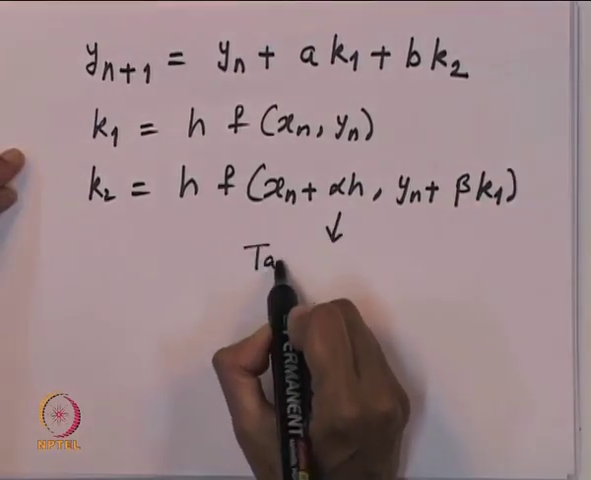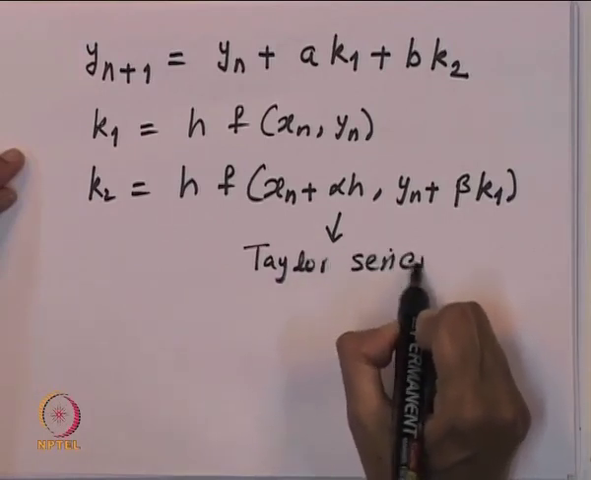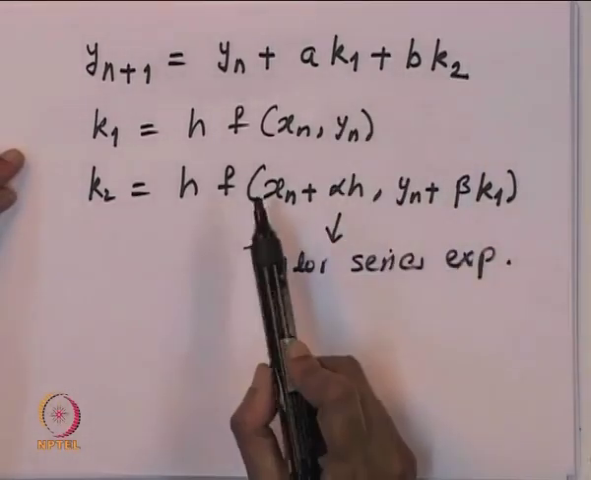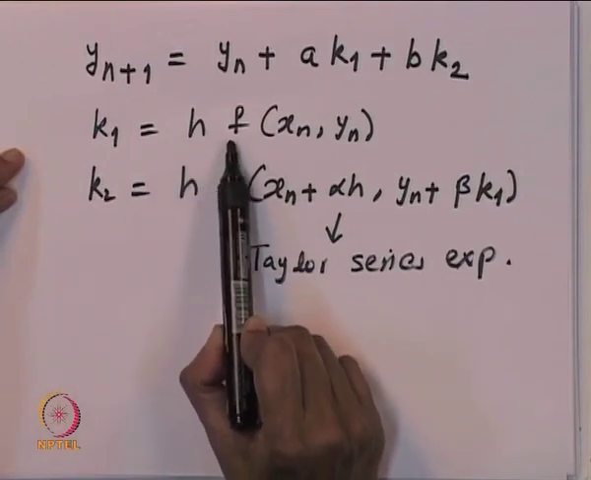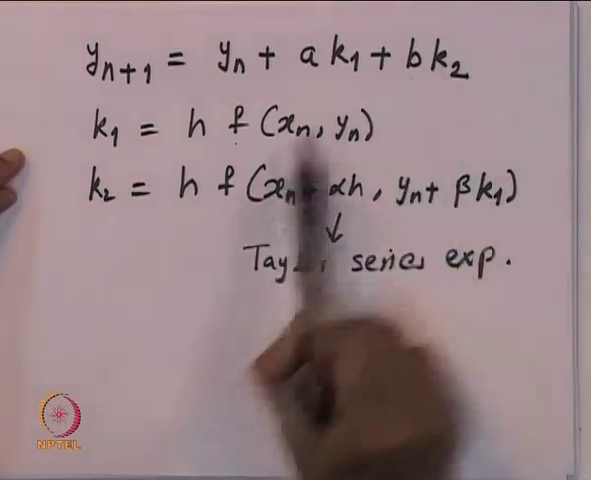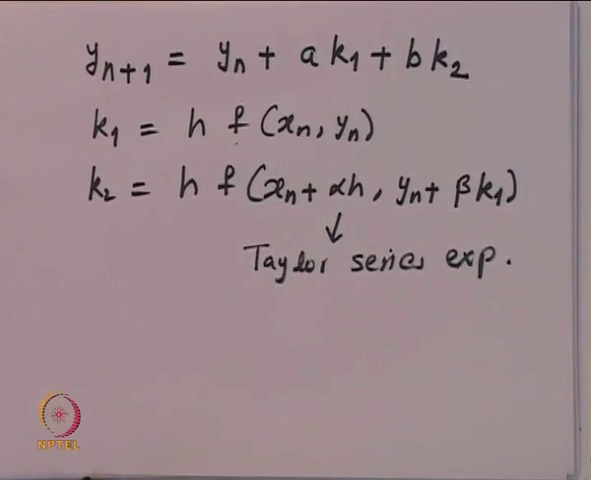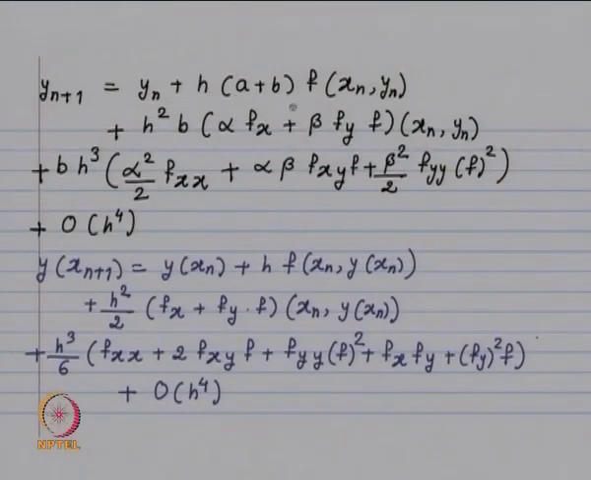For this we write the Taylor series expansion, and then when we substitute in this formula, you are going to have h times a f plus, from here you will get b f. So that is why we have y n plus 1 equal to y n plus h times (a plus b) f of x n, y n, then h square times b alpha f x plus beta f y into f at x n, y n, plus the coefficient of h cube is going to be this term, plus terms of the order of h raised to 4. So, it is just substituting the Taylor series expansion and then writing down what you get. Then this is our Taylor series expansion for y at x n plus 1.